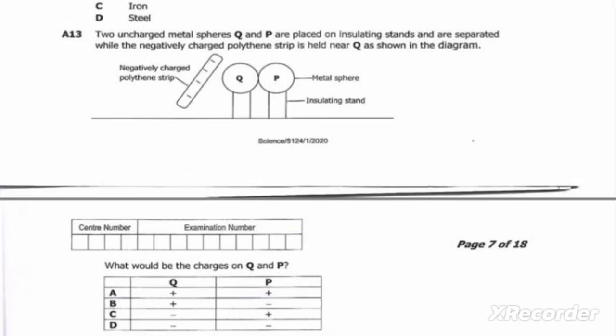We move to the next question, which is question A13. Two uncharged metal spheres, Q and P, are placed on insulating stands and separated while a negatively charged polythene strip is held near Q, as shown in the diagram. The question continues: what would be the charges on Q and P?